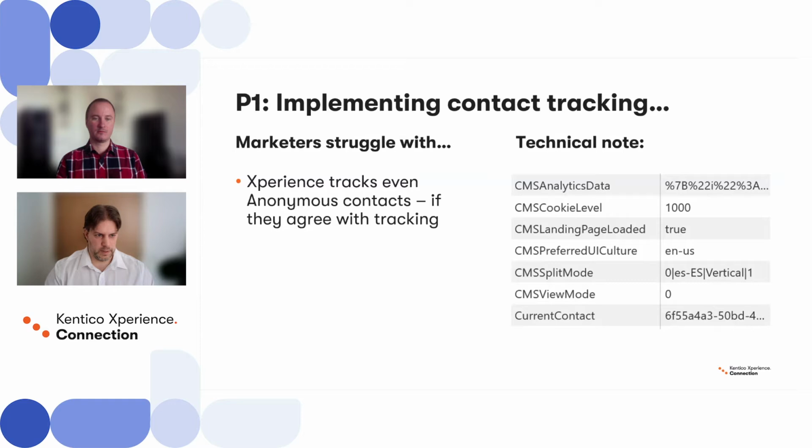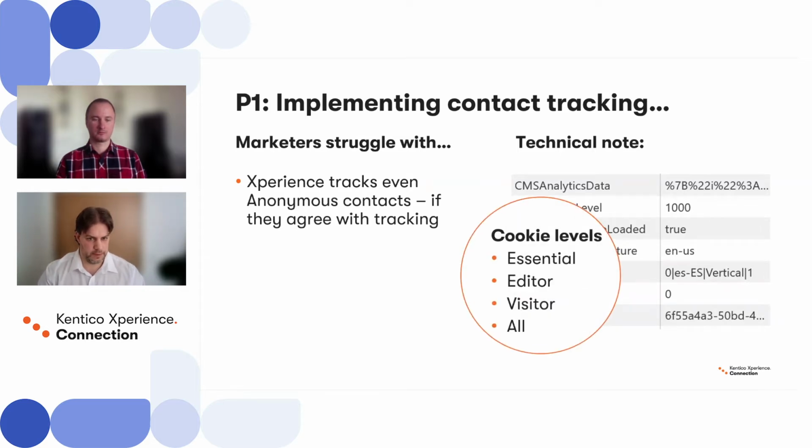To make things work with current legislation, Xperience comes with a framework for cookies that you can use for developing different cookie levels. And in order to use online marketing features that come out of the box with Kentico Xperience, the contact that you want to track on the website needs to have assigned at least the visitor level, so the activities will be tracked by the system.